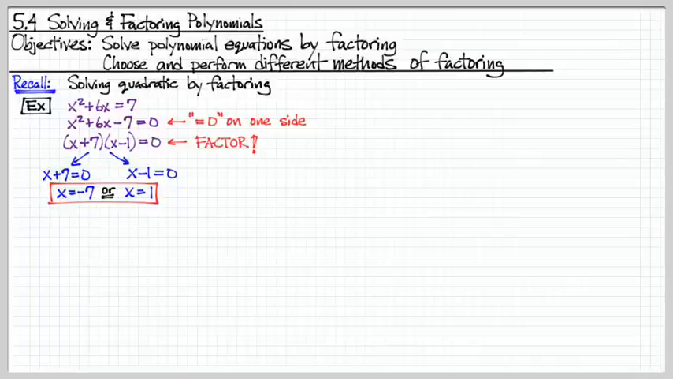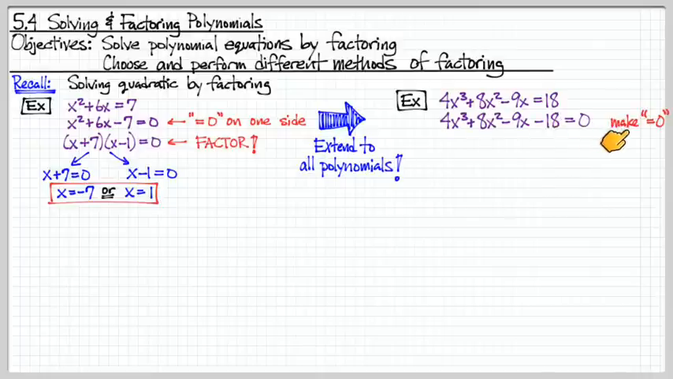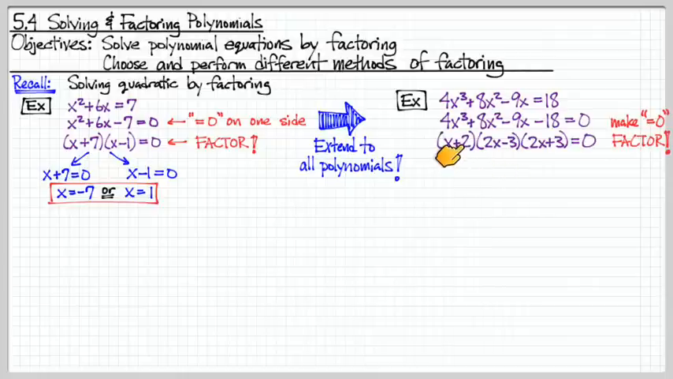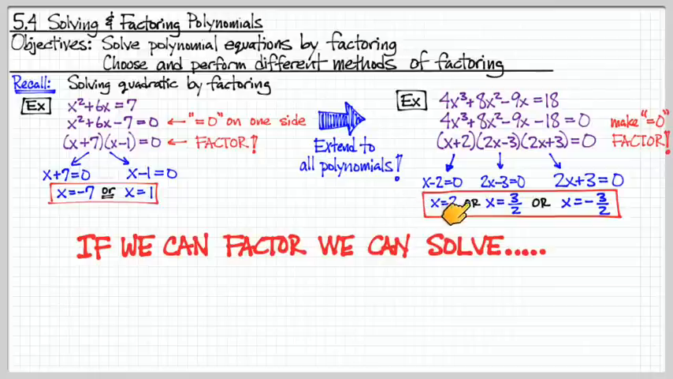We can extend this idea to all polynomials. So if we had something like this, a more complicated polynomial, we do the same thing. We move terms around and have an equals 0 on one side and a standard form polynomial on the other side. And if we could factor it, and we're going to get into how we factor it, then we could set each of the factored terms to 0, because if any of these are 0, then this left-hand side will be 0. The product will be 0. So we have, in this case, three different answers. X is equal to 2, 3/2, or negative 3/2. So the key idea here is if we can factor, then we can solve.